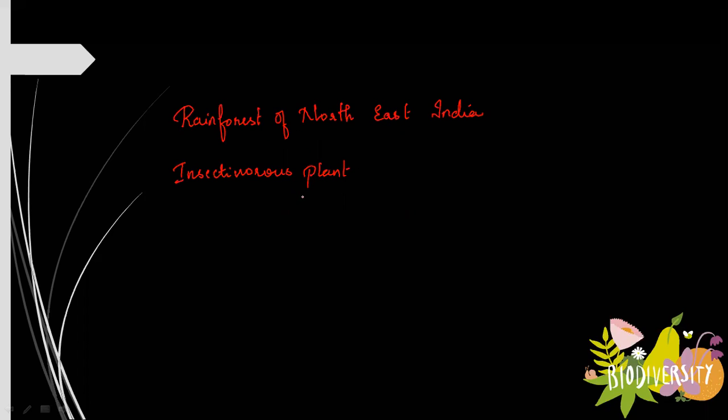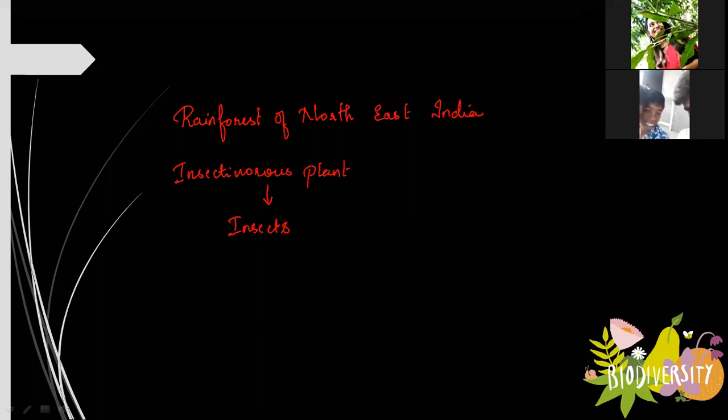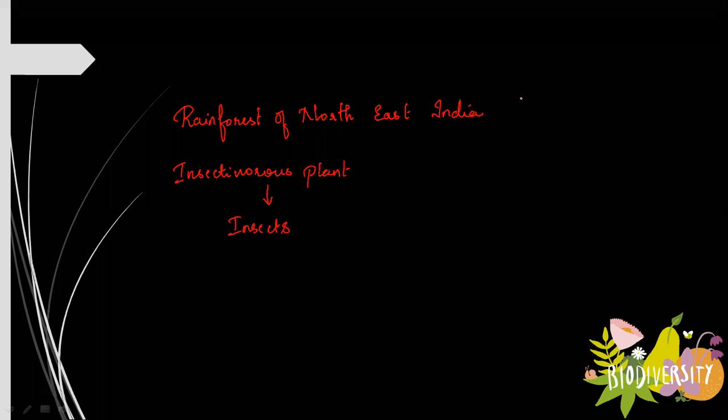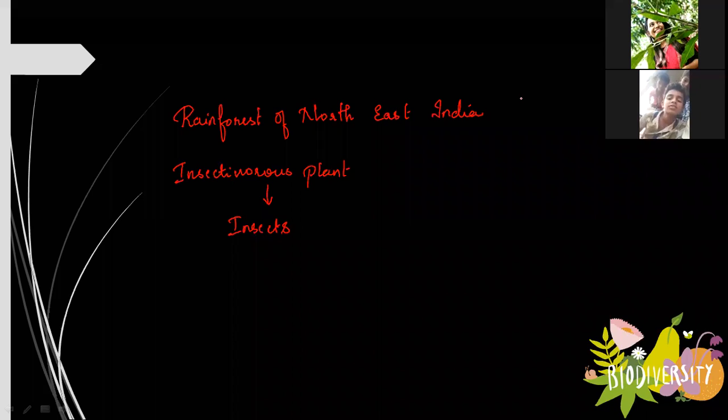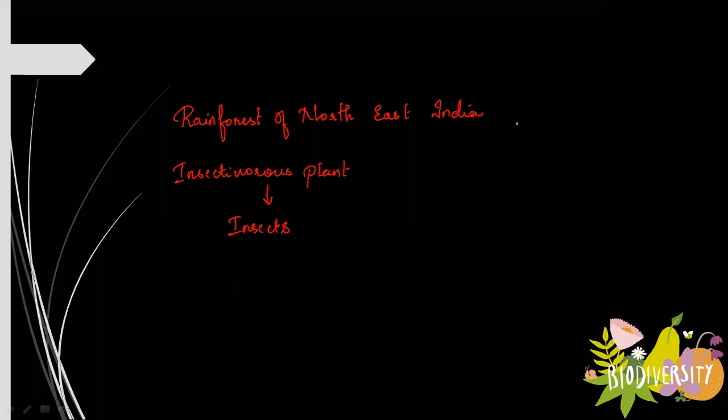So what does this insectivorous plant do? The insectivorous plant eats insects. They eat insects and take up the nutrients from these insects, and so they are called insectivorous plants. So where do we find it? We find it in the rainforest of Northeast India. If the question is asked, where do you find this pitcher plant?